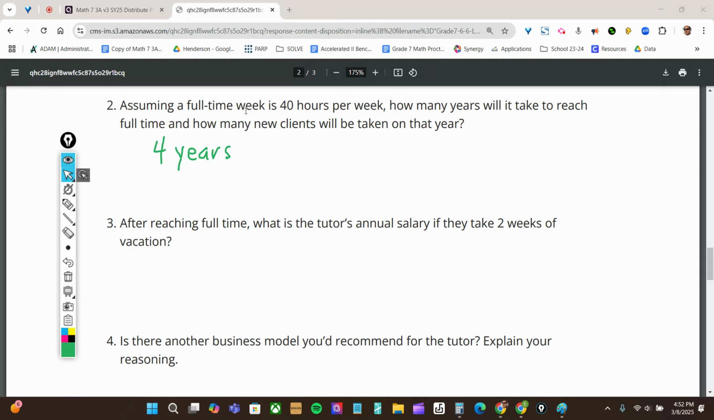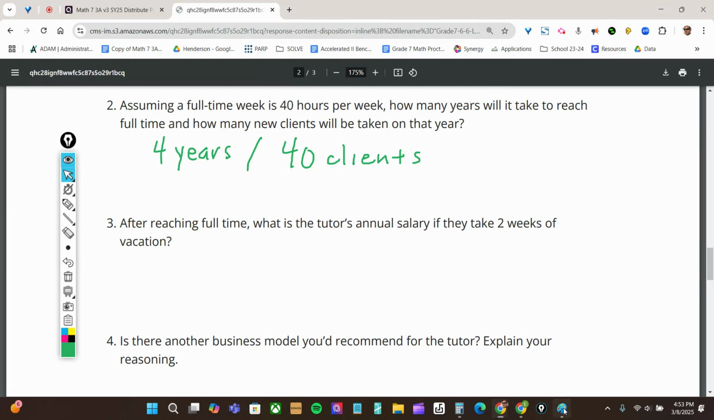Okay, assuming full-time week is 40 hours per week, how many years would it take to reach full-time? How many clients will be taken on that year? 4 years and 40 clients. We already got that from the previous chart. After reaching full-time, what is the tutor's annual salary if we take 2 weeks vacation? All right, let's try to figure that out.